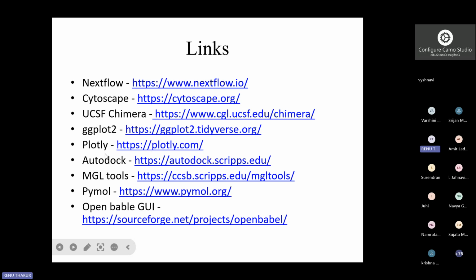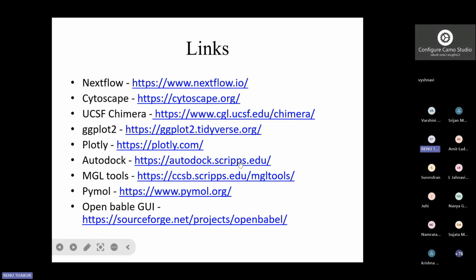Next is AutoDock, which we use for molecular docking simulation, and FGL tools, a collection of tools from translational computational genomics diversity. And next is PyMOL from Schrodinger, a 3D structure visualization tool. And Open Babel, which we commonly use. It is a file conversion software. So you'll be converting files, right? PDF to document or Word to PDF or PDF to CSV like that.